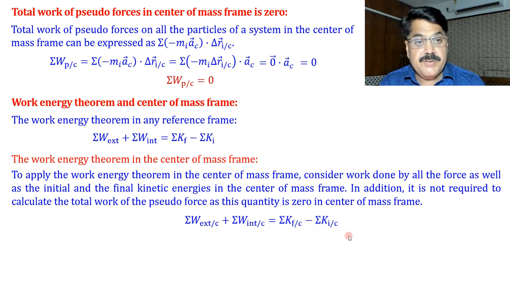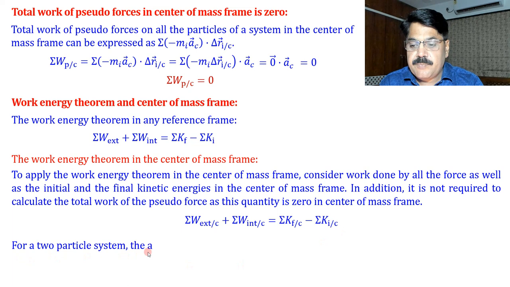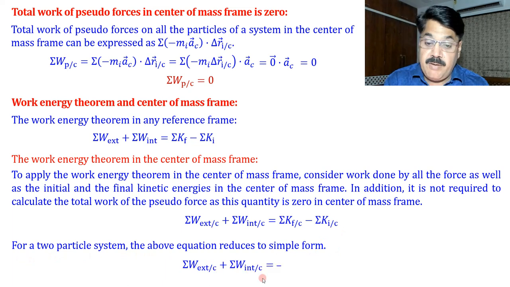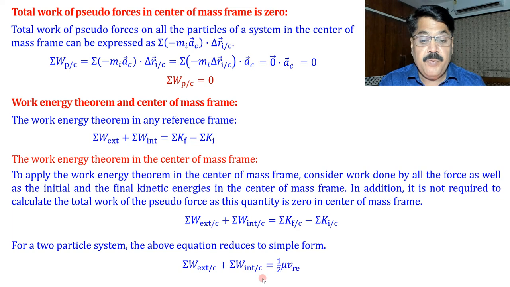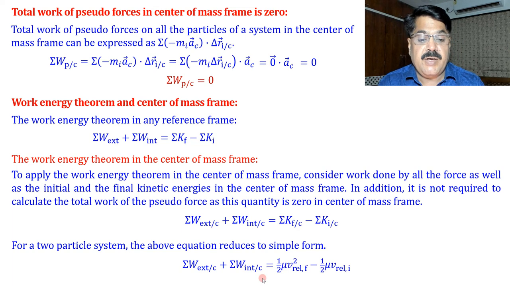For a two particle system, we can write here half mu v relative final squared minus half mu v relative initial squared, which we have seen earlier. That is, the kinetic energy of a two particle system is what? Half mu v relative squared. So for a two particle system, the above equation reduces to a simple form. What? Summation W external with respect to the mass center plus summation W internal with respect to the mass center is equal to half mu v relative final squared minus half mu v relative initial squared.